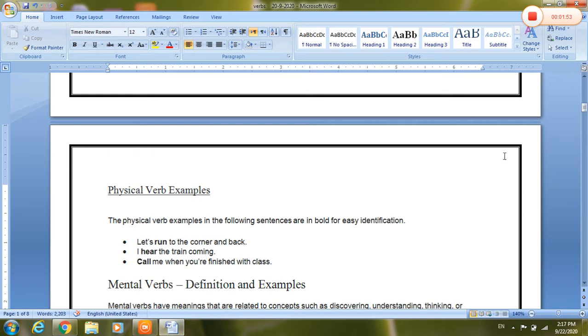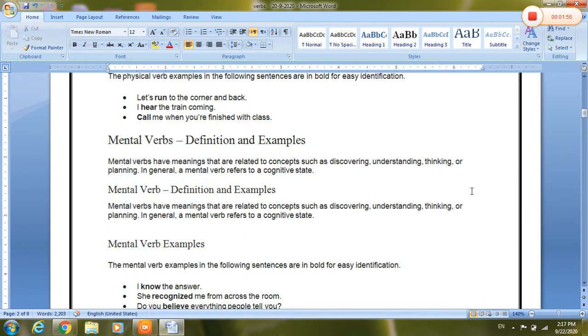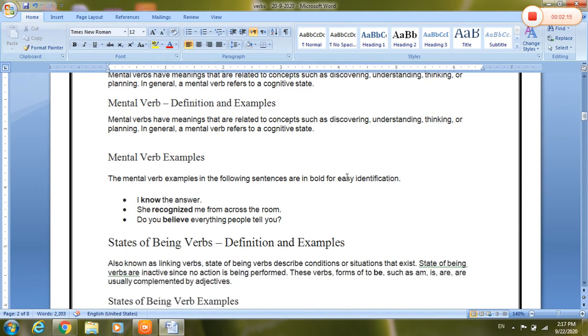We have another kind of verbs, which is mental verbs, related to your mental states, such as discovering, understanding, thinking, planning. It relates to your concepts, to your mental state, so we call them mental verbs. In general, we call them stated verbs because they refer to your state, not your movements or actions. Just like know, recognize, love, hate, prefer, all of these are stated verbs.